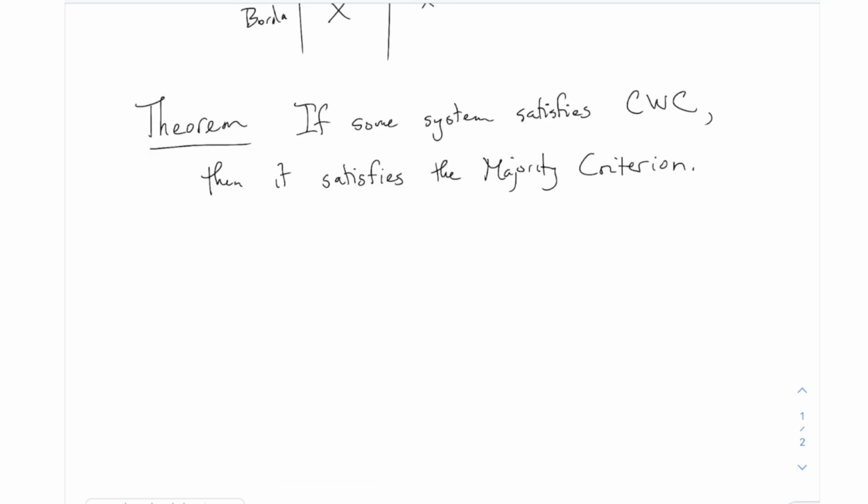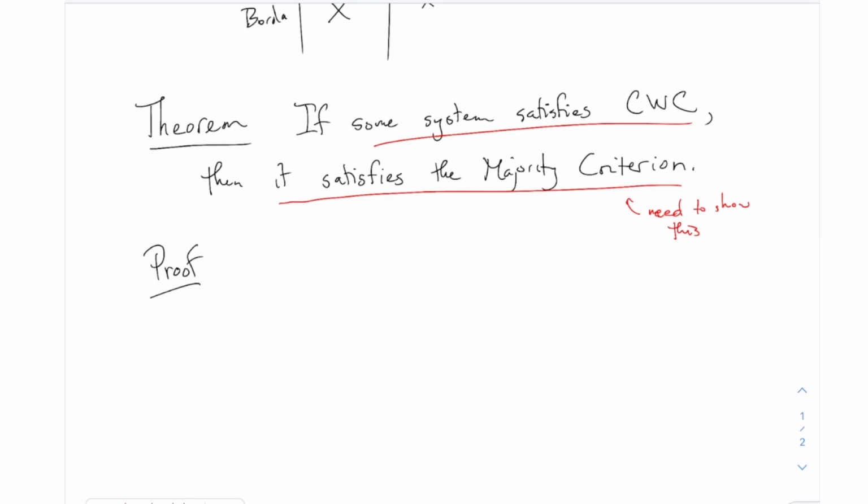So I'm going to write a little proof here. As usual, I'm not going to use any equations or anything. We have to just explain in words why what I just said is actually true. To show it satisfies the majority criterion, this is what we need to show. And I'm going to assume this: some system satisfies the Condorcet winner criterion. Assume this, and then we need to show the other part. That's how you would logically explain this.